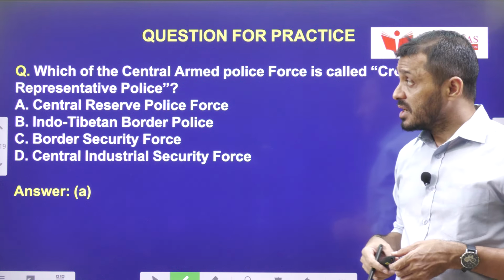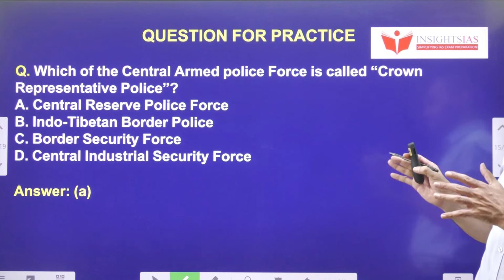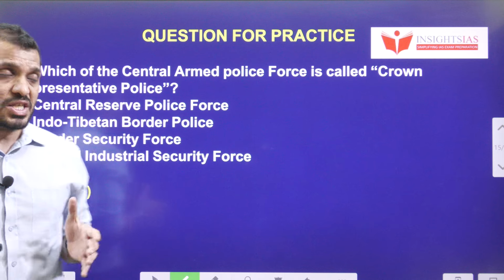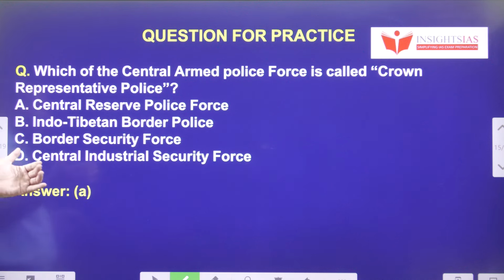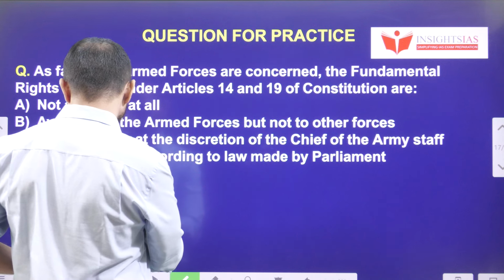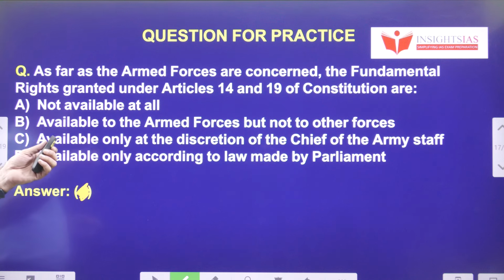Yesterday's video question: which of the CAPF, Central Armed Police Forces, is called the Crown Representative Police? The Central Reserve Police Force, CRPF, is generally considered the Crown Representative Police. Next, today's video question: as far as the armed forces are concerned, the fundamental rights guaranteed under Articles 14 and 19 of the Constitution are, okay, regarding the armed forces, Articles 14 and 19, which one is right?